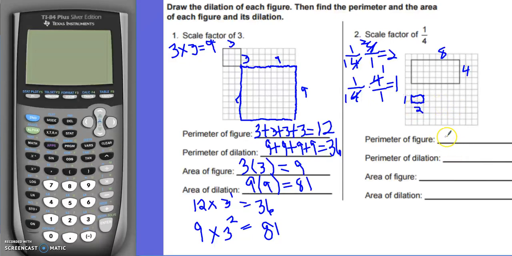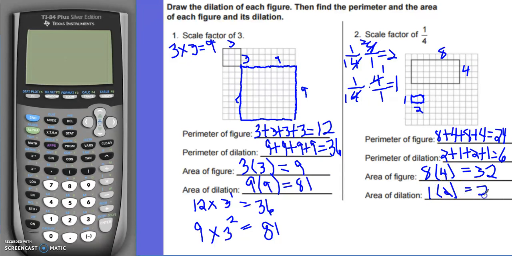Alright, perimeter of the figure. That's 8 plus 4 plus 8 plus 4. So that's going to be 24. Alright, perimeter of the dilation is going to be 2 plus 1 plus 2 plus 1. So we're going to get 6. Area, we have 8 times 4, which is 32. Area of the dilation is 1 times 2, which is 2.